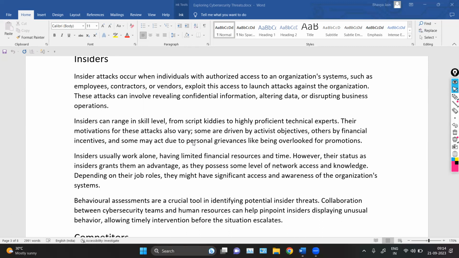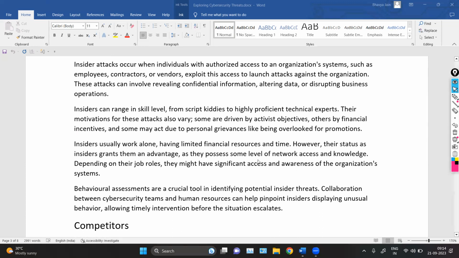So now, insiders usually work alone, having limited financial resources and time. They don't have any financial resources, but they have authorized access in the company, so that is more than enough.